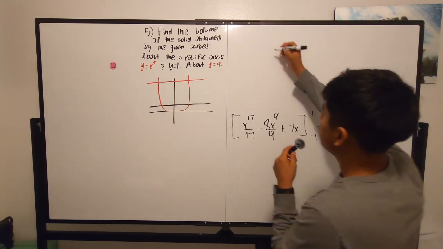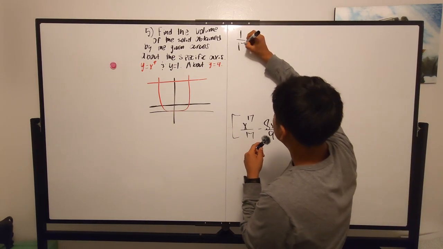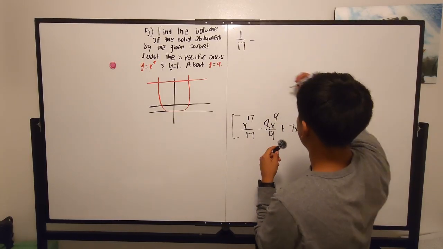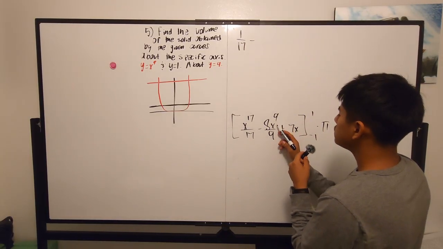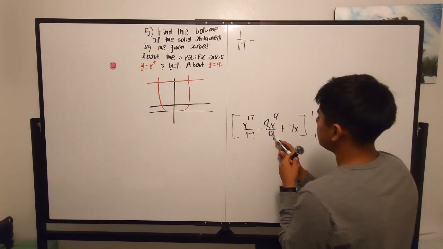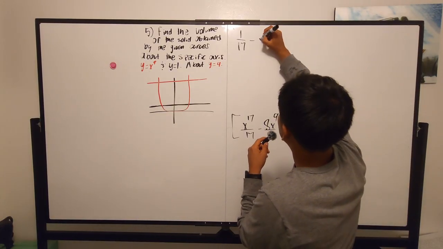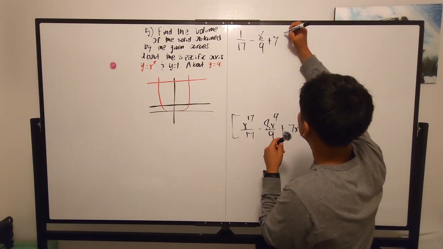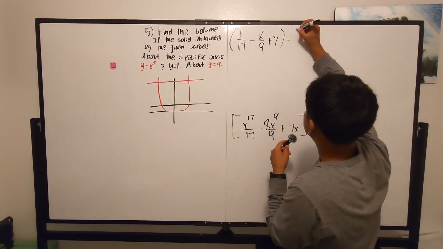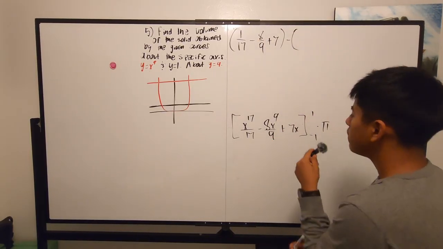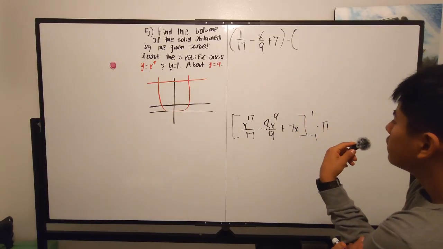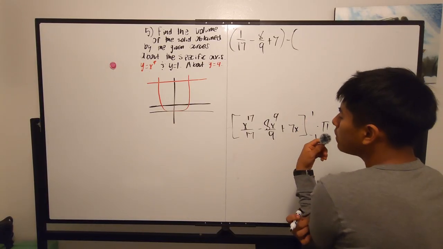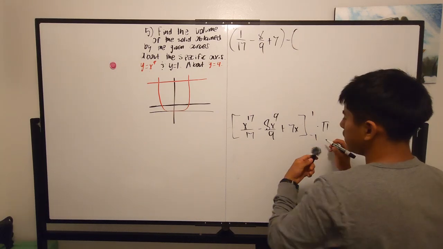So we have 1 over 17 minus, 1 to the 9th is 1. 1 times 8 is 8. So this is going to be negative 8 over 9. Negative 8 over 9 plus 7 minus the lower bound, which is -1 to the 17th. Since it's being raised to an odd value, it's going to come out as negative.